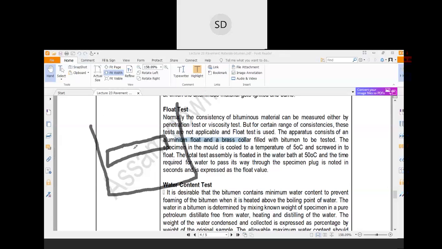Over that you place it, and over there some hole would be there. Over this hole, you fill it up with the bitumen content and you gradually increase the temperature of the water bath. So at a certain temperature, what happens is that water will penetrate through the bitumen, or bitumen content will be coming out over there. So basically with this you need to record the temperature of that event, and basically that is your float test.